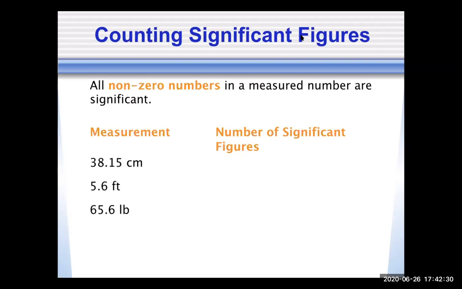They're not too difficult. We have first rule saying that all non-zero numbers in a measured number are significant. Looking at these measurements, 38.15 centimeters. They're all non-zero numbers, so they're all significant. So there are 4 significant figures. We have 5.6 feet. That's 2 significant figures. And 65.6 pounds, 3 significant figures. They're non-zero numbers, so they're all significant. That one wasn't too bad.